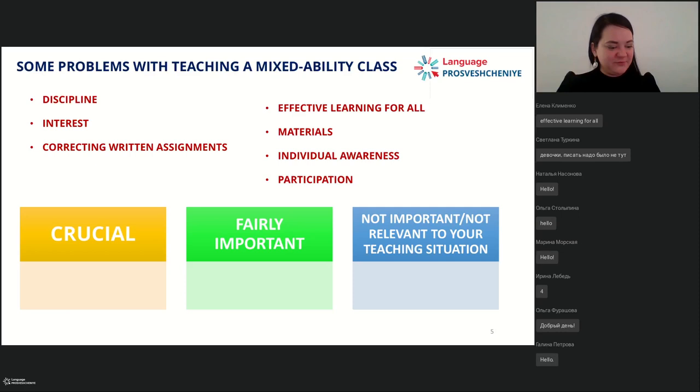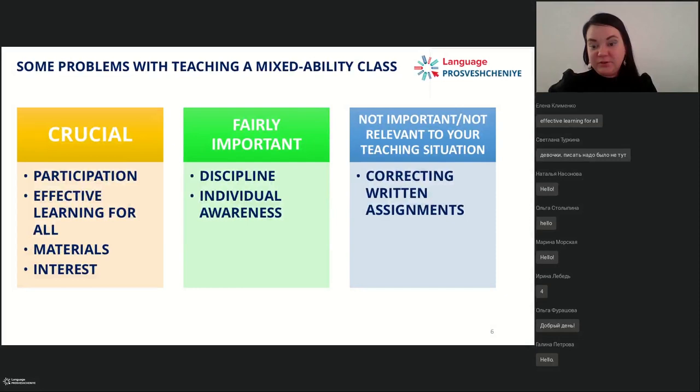Okay. Let me share with you an example. It is my view on this situation in my own current teaching context with one group I'm teaching. So if I think about this group, I experience some crucial problems, and they are participation, effective learning for all, materials, and interest, right? And fairly important problems, which I would like to be able to solve, but unfortunately they are not my top priority, are discipline and individual awareness. And the problems I do not experience at all are correcting written assignments.